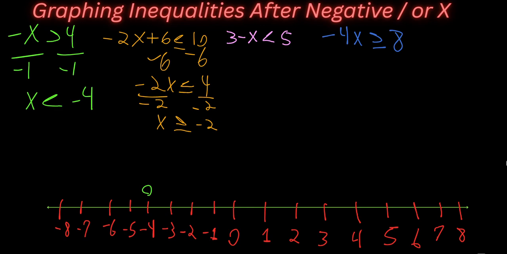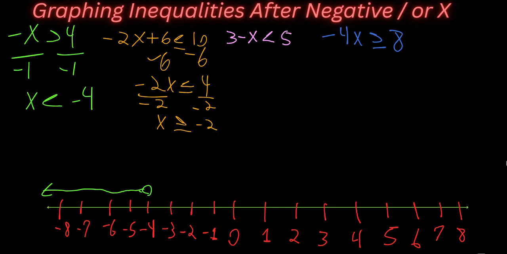I made a mistake on the first one. This one stretches towards the negative side. X is less than -4. That's a mistake that can be made. You have to be very careful about making sure you stretch in the right way when graphing these.